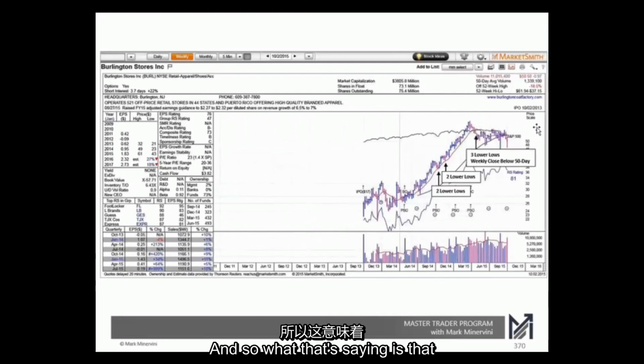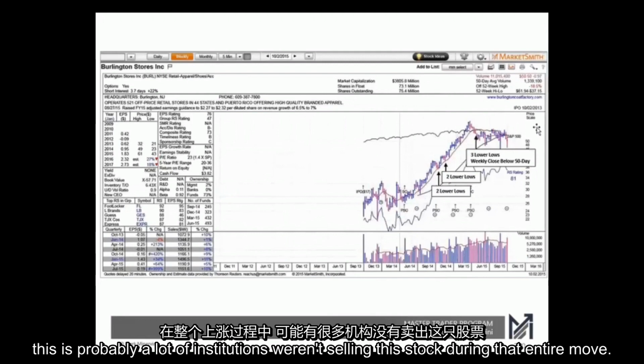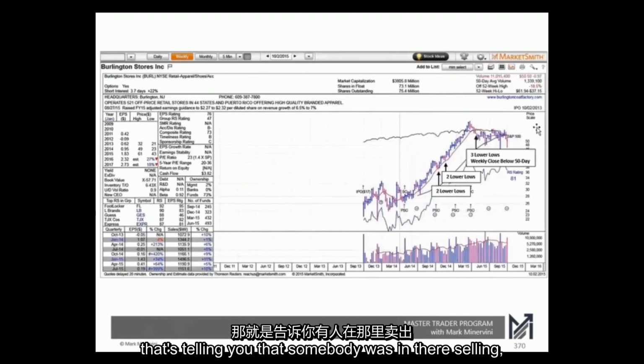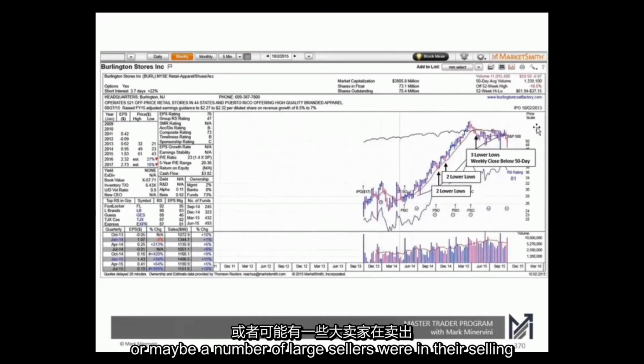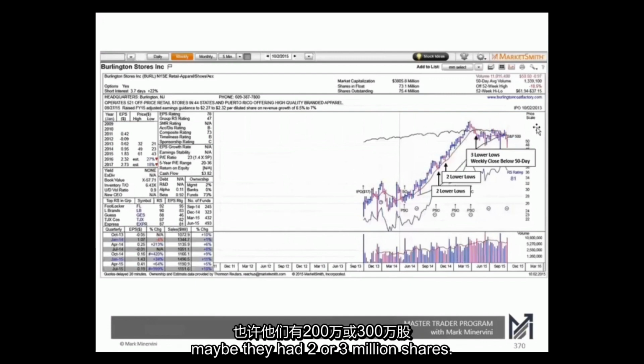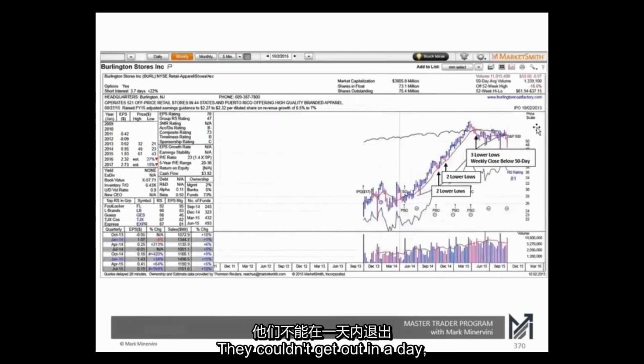And so what that's saying is that a lot of institutions weren't selling this stock during that entire move. But when you got 3 weeks in a row, 3 lower lows, that's telling you that somebody was in there selling, or maybe a number of large sellers, and they have a millions-share position. Maybe they had 2 or 3 million shares. They couldn't get out in a day. They couldn't get out in a week, and it takes them like 3 weeks to get out.